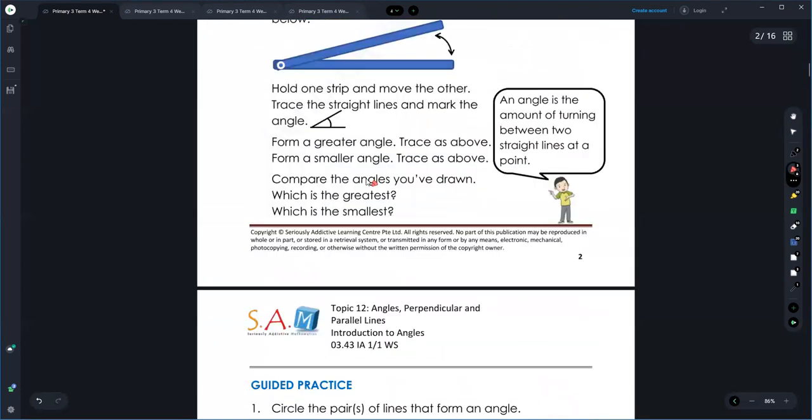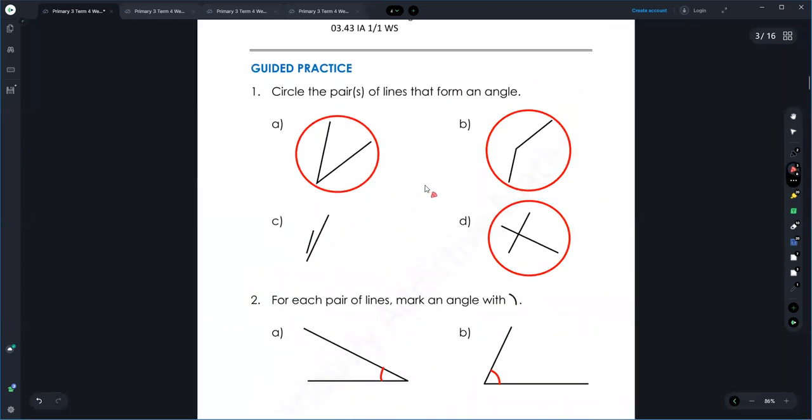Other activities that you can do is the guided practice. Get them to circle the pair of lines that form an angle. So remember the principle there: the angle is created when 2 lines meet, or touch, at a certain point. So all these are when the 2 lines meet. This one didn't touch, so an angle is not created.